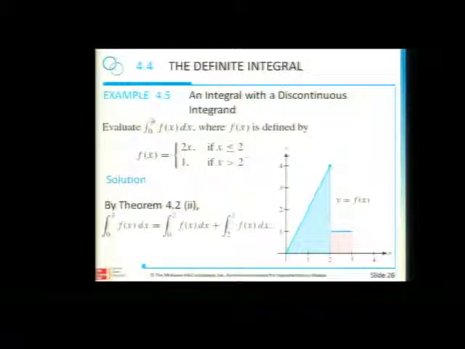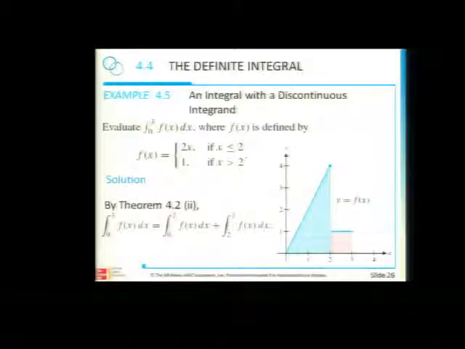Okay? So according to theorem 4.2, number 2, integrating from 0 to 3, we have to split into 2 parts because different parts are described by different functions. So first of all, from 0 to 2, and then from 2 to 3. From 0 to 2, the integrand is 2x. From 2 to 3, the integrand is the constant 1.